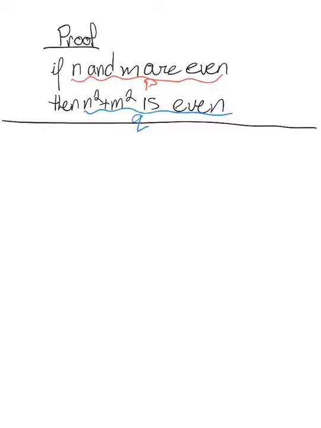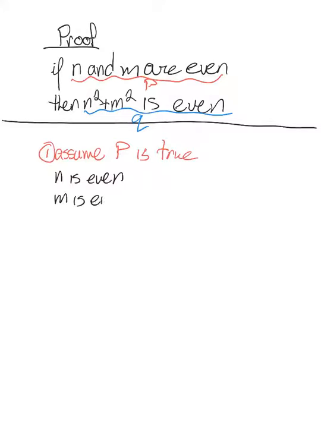So the first thing you want to do in an if P then Q statement to prove it is to assume P is true. I'll remember that. First step, assume P is true. What does that mean? That means n is even and m is even.